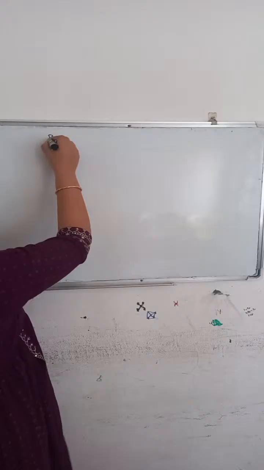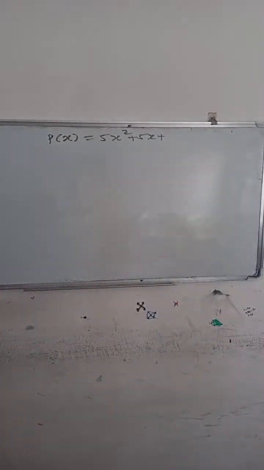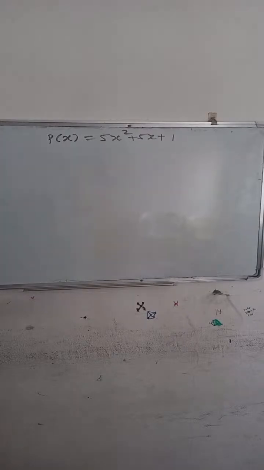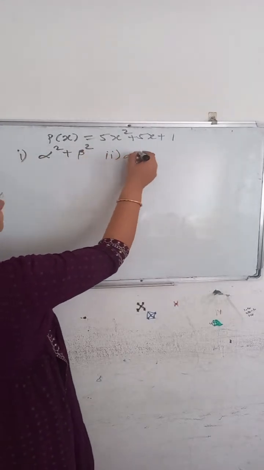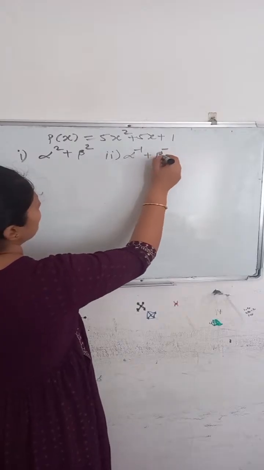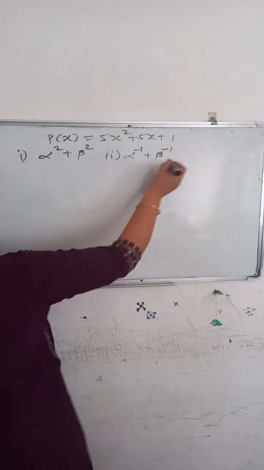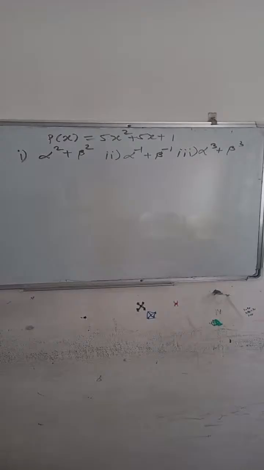P of x is equal to 5x square plus 5x plus 1. Then find the value of alpha square plus beta square. Second, alpha raised to minus 1 plus beta raised to minus 1. And third one, alpha cube plus beta cube. Find out. Getting this? Okay.